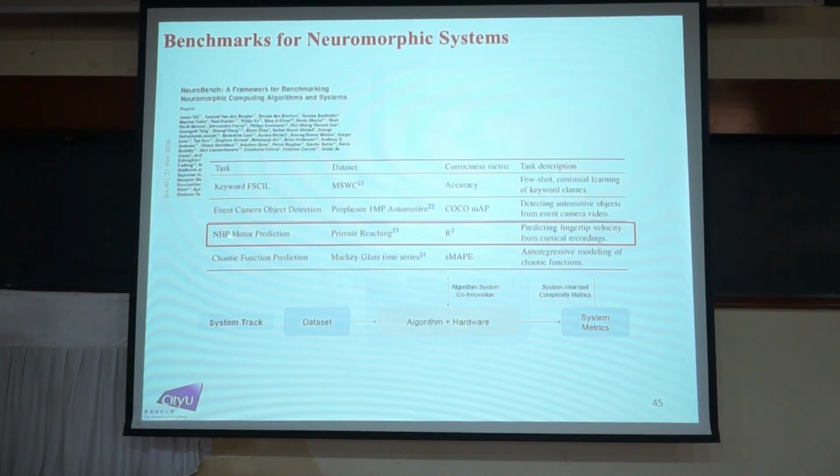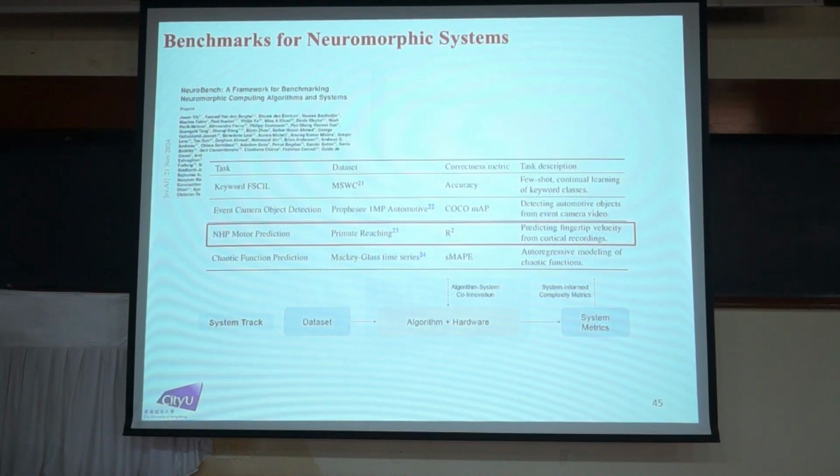This work on motor prediction is what we ended up doing, and I'll show you some results that came out from this collaboration. What we are doing here is predicting fingertip velocity from cortical recording. A primate was doing finger movements on a grid of I think 8 by 8 or 16 by 16, I forget which, and was trying to move it towards a target being shown on the screen. So the task was to decode the velocity of moving the fingers.